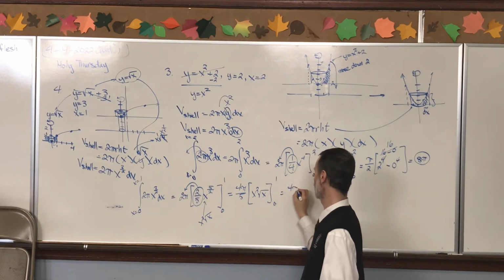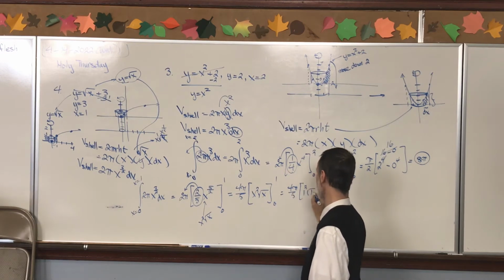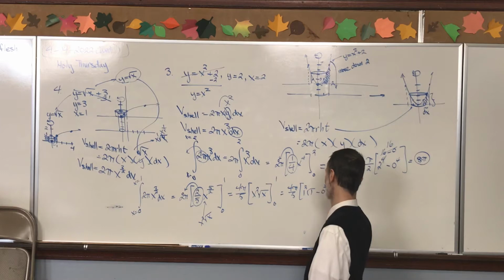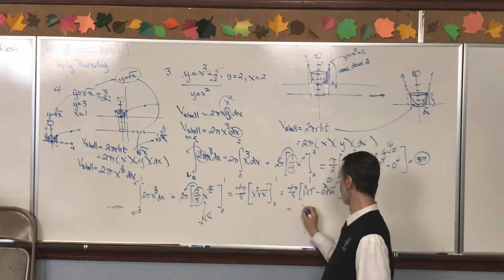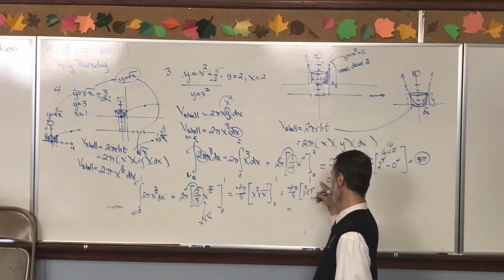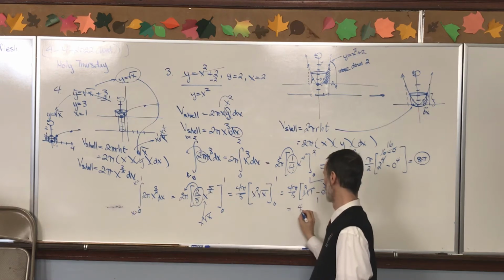So it's 4 pi over 5. It's going to be 1 squared radical 1 minus 0 squared radical 0. This thing is just 0. This thing is just 1. What's your final answer, Max? First of all, what's the inside? Oh, that's 1. It's just 1. Yeah. So 4 pi over 5. Yep. And that's it.